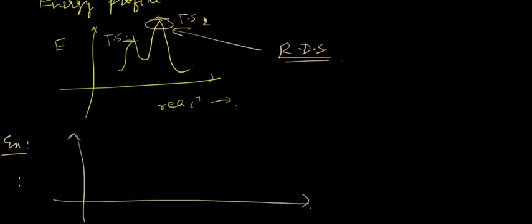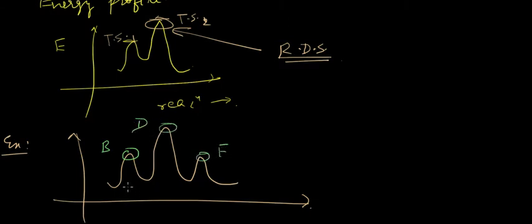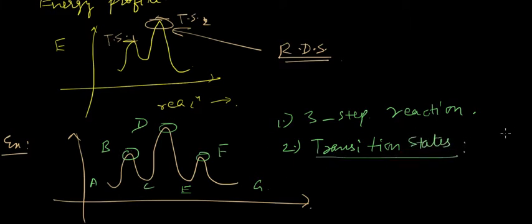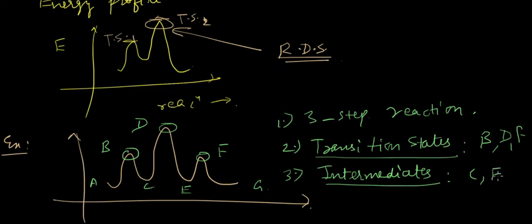Okay, so let's say we have this as the graph, suppose this type of a graph. Let me define the variables. In this case, this is a 3-step reaction because 3 transition states are there. Second point is, what are the transition states? Transition states are B, D and F. Okay, and what are the intermediate products or intermediates? Intermediates are C and E.